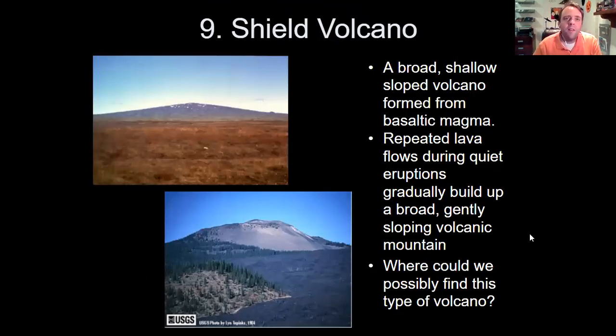Start with shields. Shield volcanoes actually get their name from shields, Captain America. Broad, gently sloping, formed from basaltic magma. So nice, quiet eruptions, easy lava flows, built up over time into a nice, gently sloping, broad, wide, big mountain. But it's all based on the magma. Low viscosity, low silicate, basaltic style magma. What type of crust would you typically expect to find low silicate content? And if you said oceanic, you would be correct. So I've got another little video clip for you on some volcanic eruptions, I think in Hawaii.